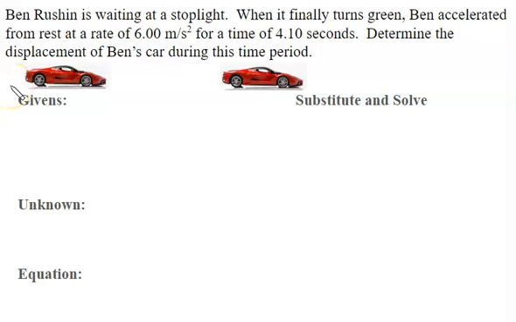and is waiting at a stoplight. When it finally turns green, he accelerates from rest at a rate of 6.00 meters per second squared for a time of 4.1 seconds. Determine the displacement of Ben's car during this time period.